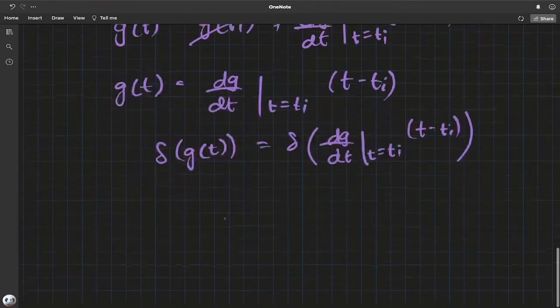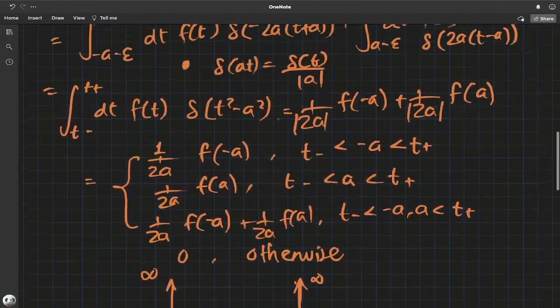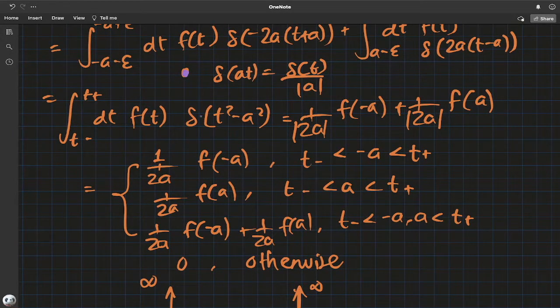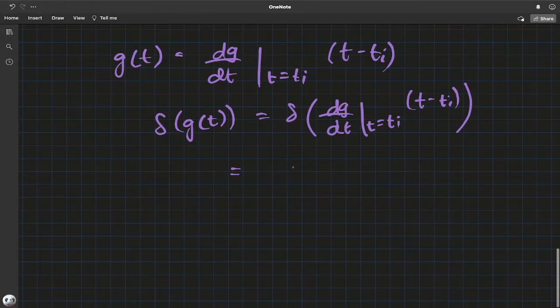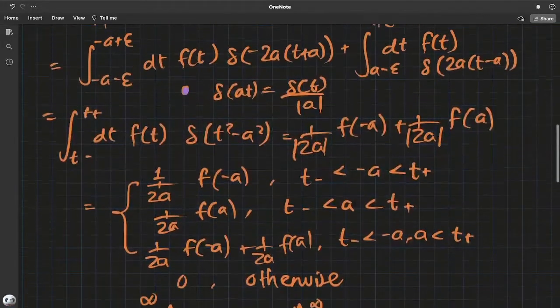Since this derivative at a point is just a number, a constant scalar, we can divide it out using the property above, the one with the bullet. We divide by the absolute value of the derivative of g with respect to t in the denominator, at t equals t sub i, and we have delta of t minus t sub i. But this was for one zero. This guy had two zeros.